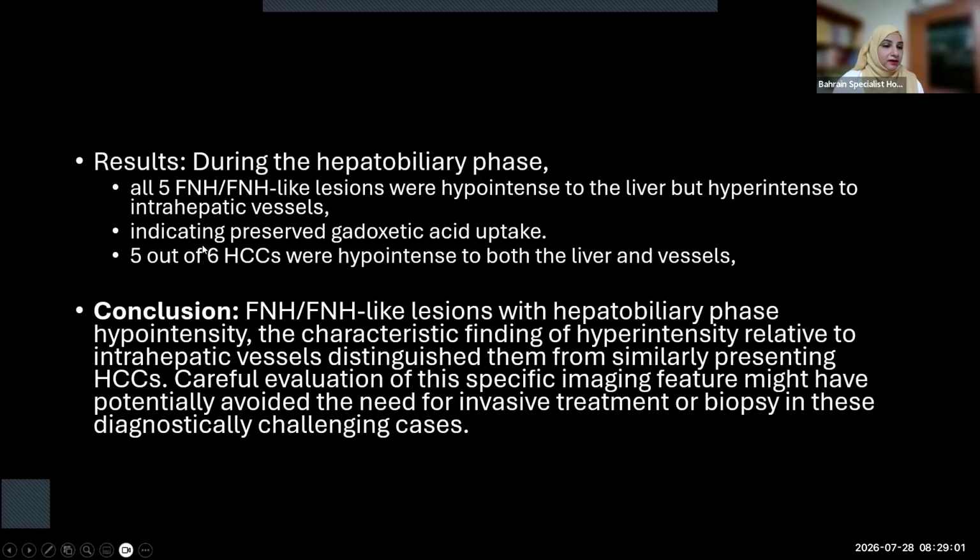So this concluded that as all 5 FNH or FNH-like lesions were hypointense to the liver but hyperintense to the intrahepatic vessels, that is, they were darker than the background liver but brighter than the vessels, this feature may be used in future to differentiate these two lesions in diagnostically challenging cases. But again, this is a retrospective study with a small sample size, and more longitudinal studies are needed to confirm these findings and to further validate this data.